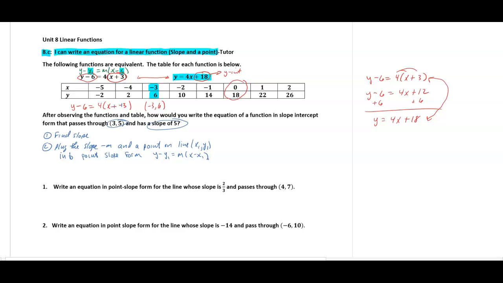So right away, let's go ahead and start this problem off. We know the slope is 5. And we know our ordered pair is 3, 5. So we know x1 is 3, y1 is 5. So we're going to take these and plug them in to the point slope form. So y minus y1 is 5 equals m is 5 times x minus x1 is 3. So right now this here is point slope form.